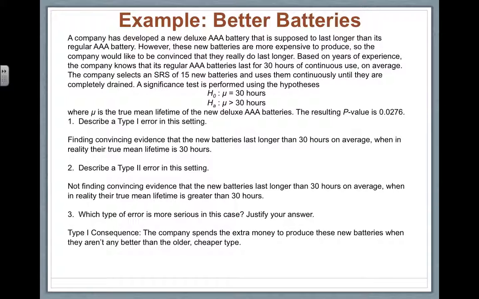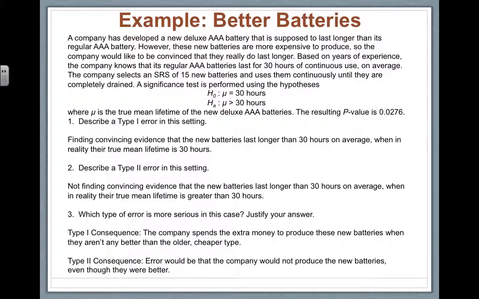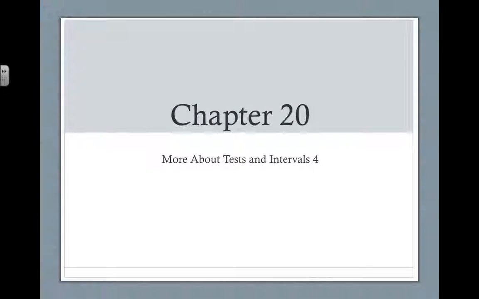For the type 1 consequence, the company spends the extra money to produce these new batteries when they aren't any better than the older, cheaper type. A type 2 consequence would be that the company would not produce the new batteries, even though they are actually better. So it's what you believe would be a more serious one, but those would be two possible consequences that can be made here. And that's it for this video.